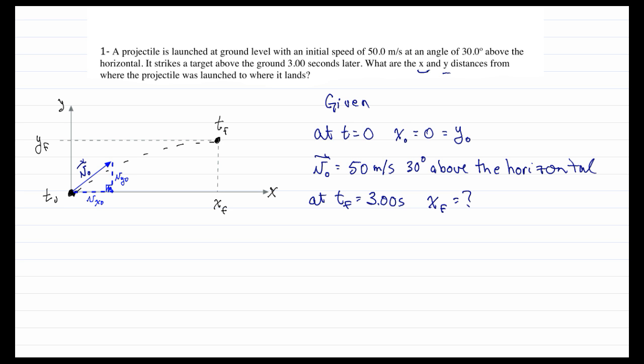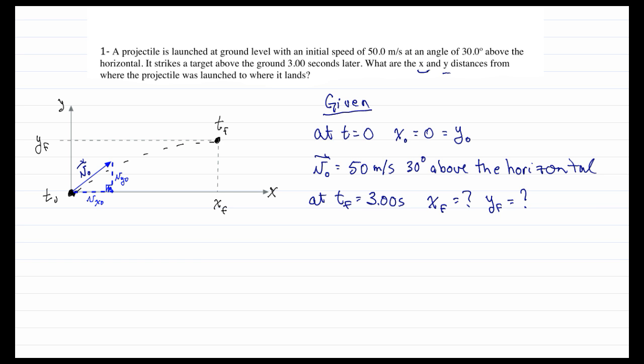Okay, so at our final time, that's 3 seconds, we know we're at position XF, which we do not know the value of. Same with YF, which is equal to something we do not know. Okay, so what's the first step in this?